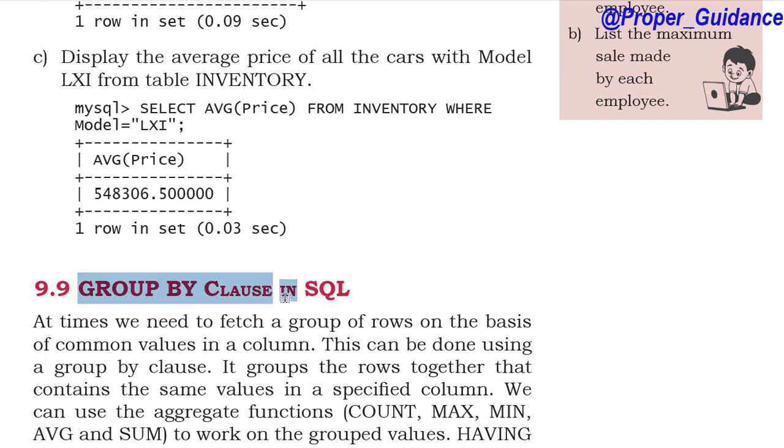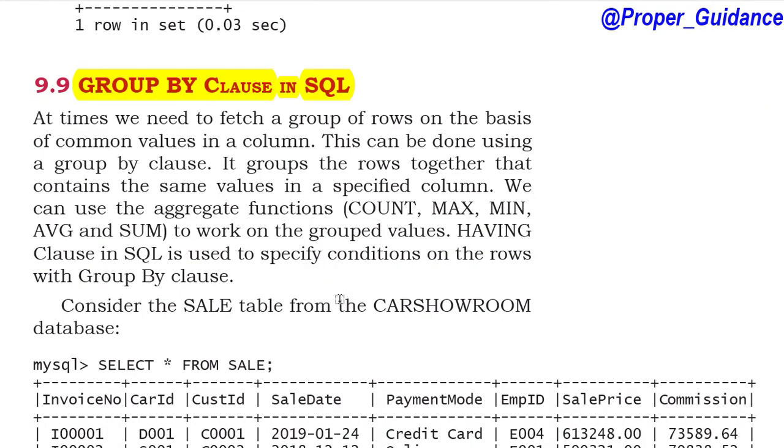Next, the group by clause in SQL. What is the group by clause in SQL? At times we need to fetch a group of rows on the basis of common values in a column. This can be done using a group by clause. It groups together the rows that contain the same values in a specified column. We can use the aggregate functions count, max, min, average and sum to work on the group values. The having clause in SQL is used to specify a condition on the rows with the group by clause.